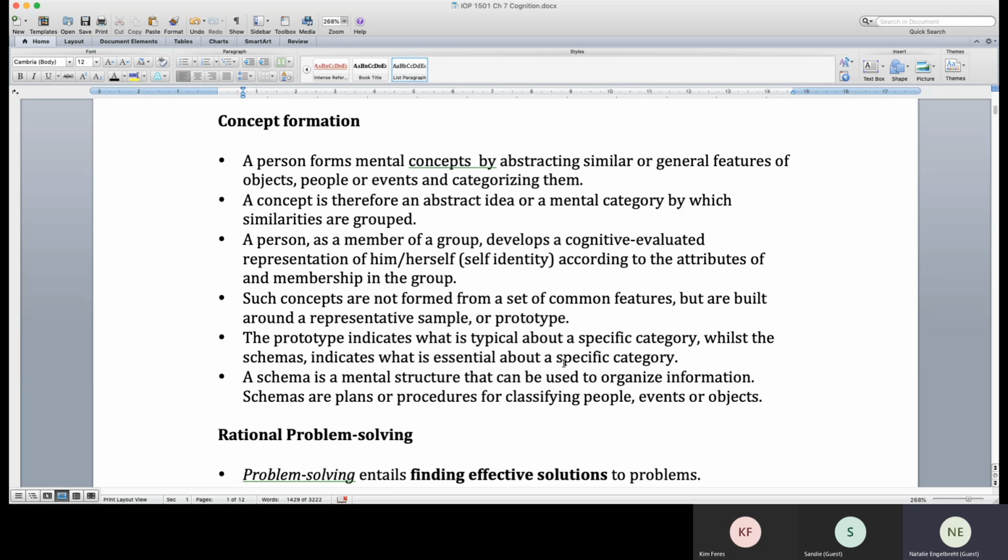Such concepts are not formed from a set of common features, but are built around a representative sample or prototype. And I think that makes sense. The prototype indicates what is typical about a specific category, while the schemas indicate what is essential about a specific category. And what is a schema again? We've already come across this term. It is a mental structure that can be used to organize information. Schemas are plans or procedures for classifying people, events, or objects. That is the issue around concept formation. You form mental concepts by abstracting similar or general features of objects, people, or events, and you categorize them.